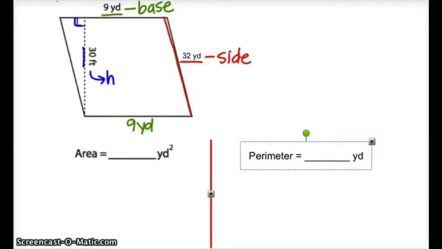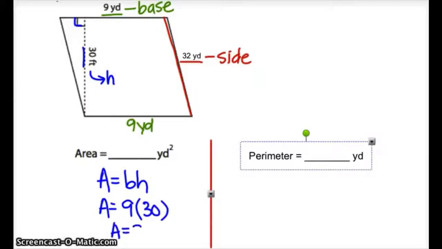So the area formula for finding the area of a parallelogram is area equals base times height. I'm going to find base and I'm going to find height and I'm going to substitute into my equation. So area, the base is 9 and the height is 30. And if I multiply the base and the height together, my area is going to be 270. So 270 yards squared.